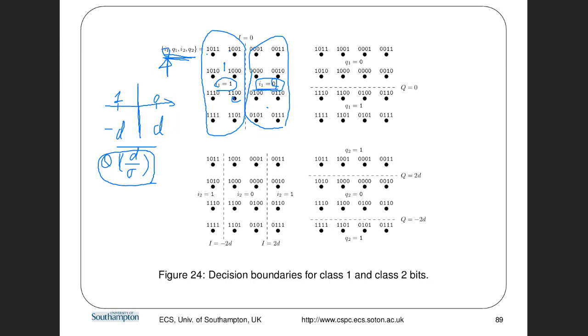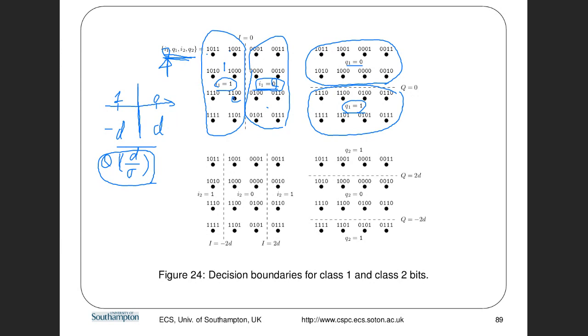And then the second bit determines whether the imaginary part is positive or negative. If we look at the upper side, all the constellation points have the second bit being zero. If we look at the lower side, all the constellation points have the second bit being one. So the second bit determines whether the imaginary part is positive or negative.